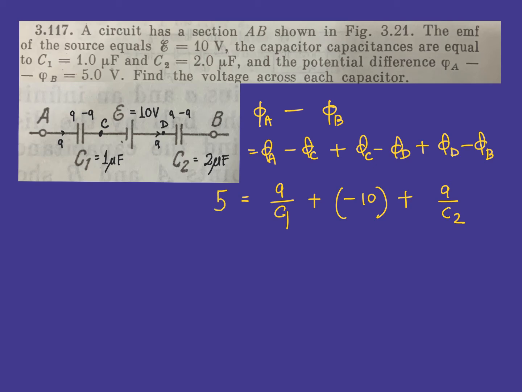So therefore we can write Q times (1 by C1 plus 1 by C2) happens to be equal to 15. So you can find Q as 15 into C1 C2 by C1 plus C2, that is 10. So Q happens to be equal to 10 microcoulomb. So voltage across each capacitor.